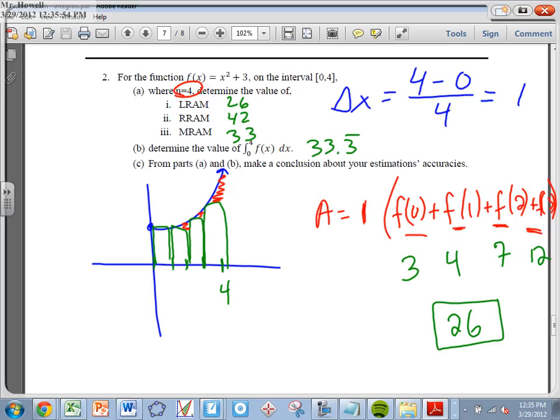If you did that, that's fine, and I'm not taking off points for that. But you messed up your number. That's where you lost points.